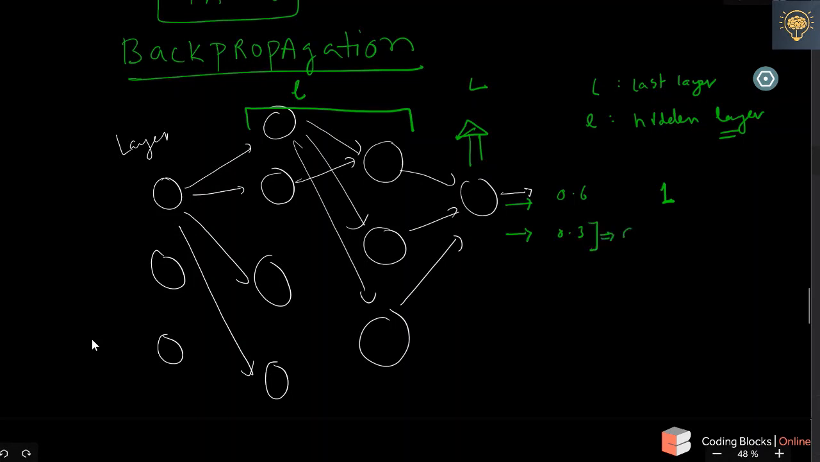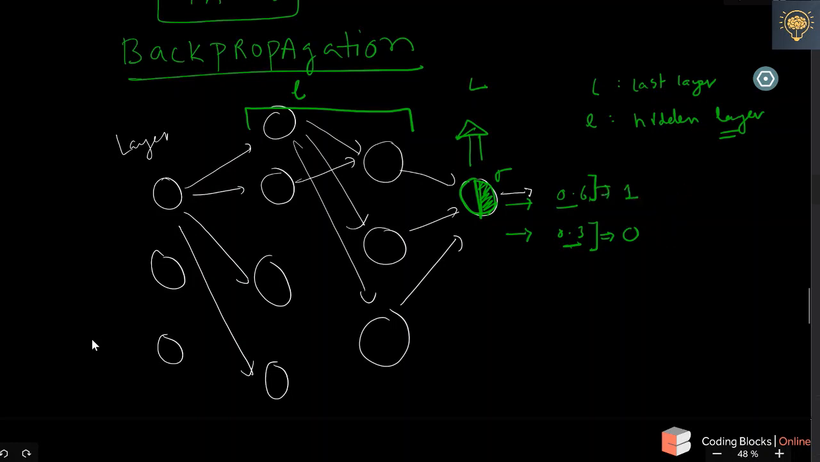You take a sigmoid and it will become 0. Let's say you have a sigmoid activation here, which converts your numbers into probabilities. So this probability is 0.6, this probability is 0.3. So this prediction is going to be 1 and this prediction is going to be 0.